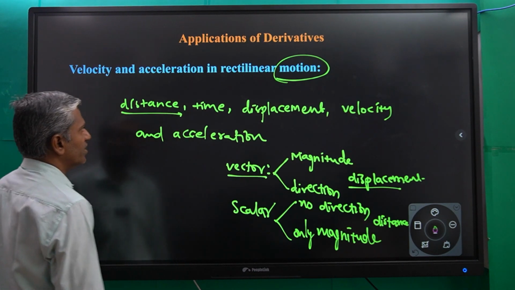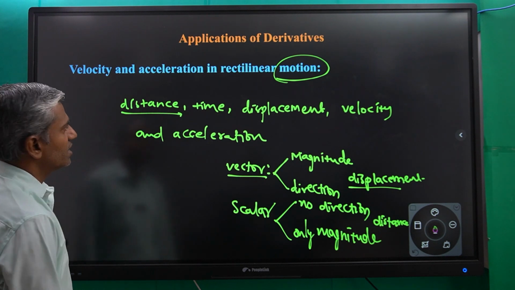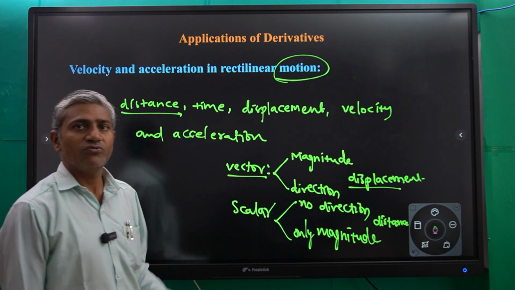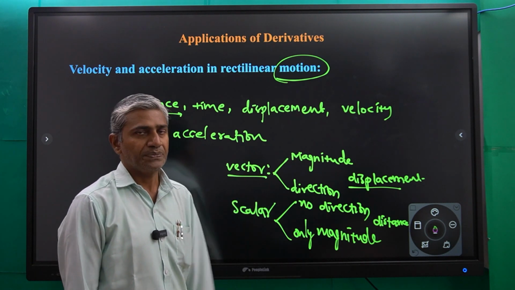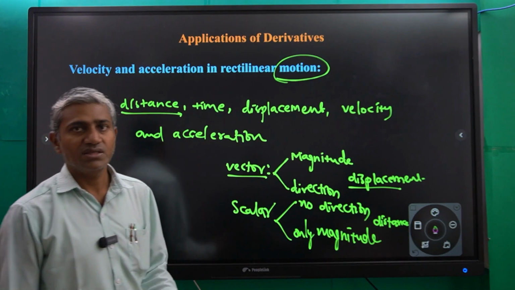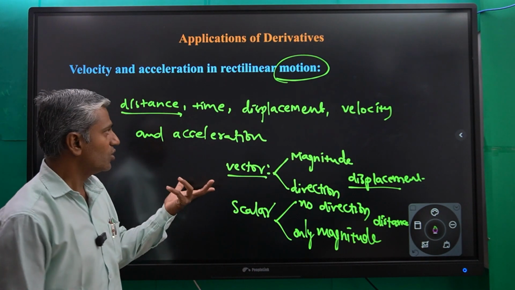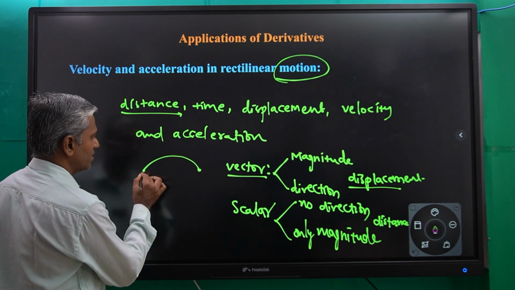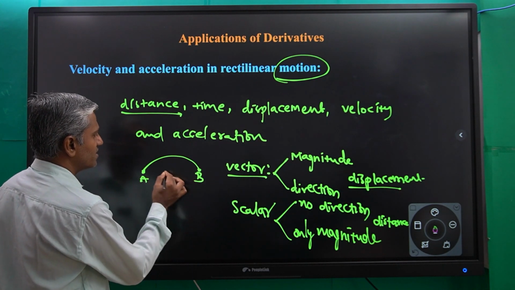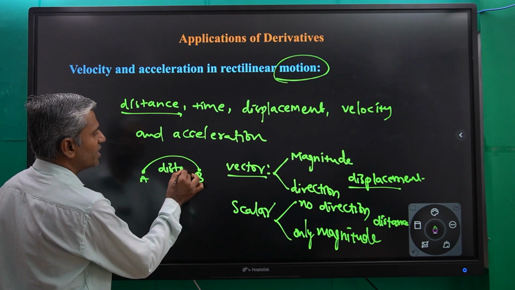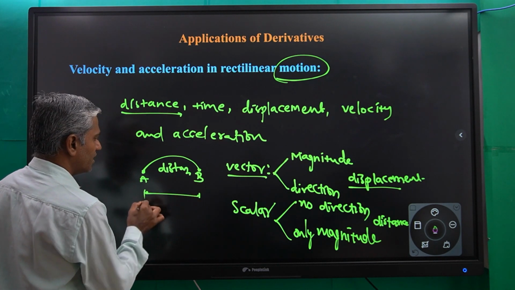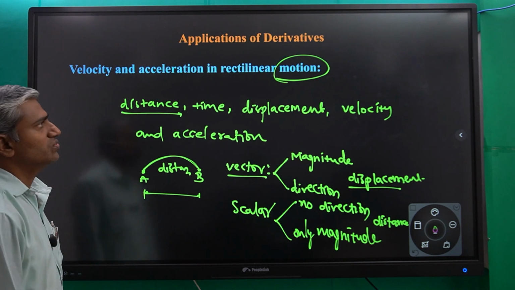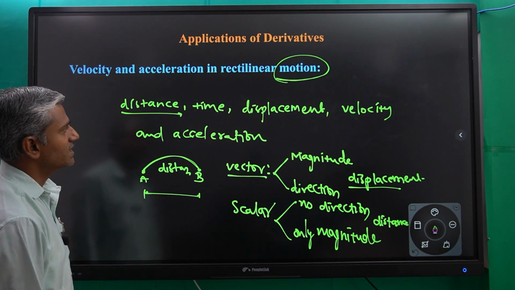What is the distance first of all? In a simple way we can define it as a body or object which is moving from one point to another point, one place to another place. From A to B, this is called the distance which is covered. It might be a straight line, it might be a curve. That is why it is called distance.